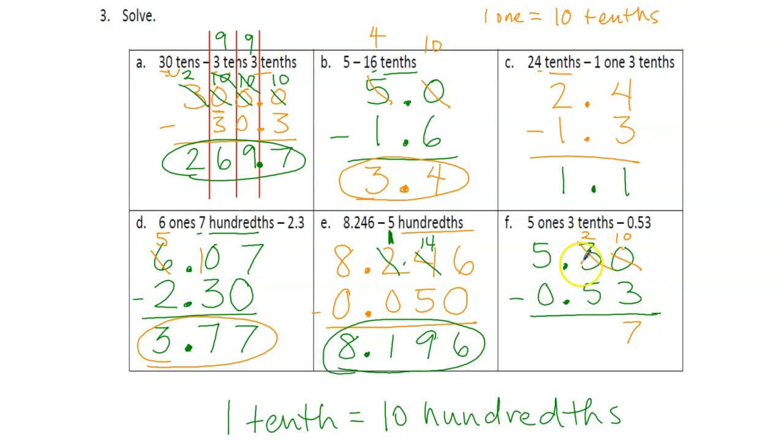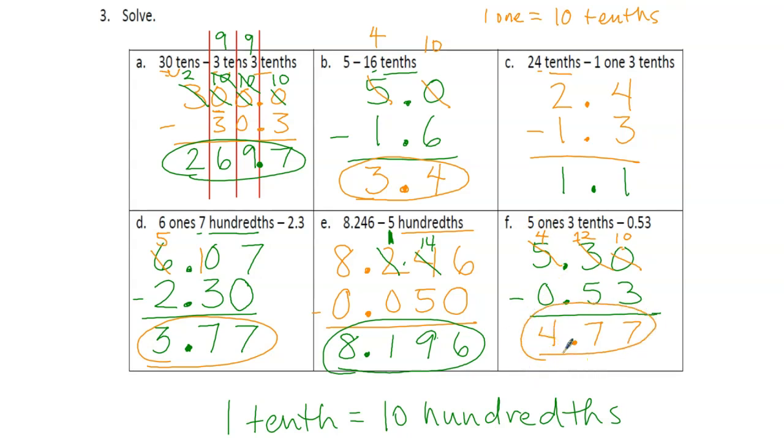2 tenths minus 5 tenths we can't do. We have to rename one of our wholes, leaving us with 4 wholes. That one whole we're going to rename as 10 tenths, giving us 12 tenths. Now I have 12 tenths minus 5 tenths. That's going to be 7 tenths. And last but not least, my 4 ones minus 0 ones is 4 ones.